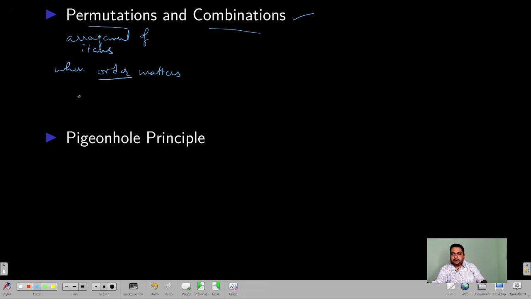For example, order matters means what? There are 3 students, say S1, S2 and S3. Now I can rearrange them, say S2, S1, S3. There are different possible permutations or arrangements possible. So order matters means this permutation is different from this. They are not equal. That is what it means.